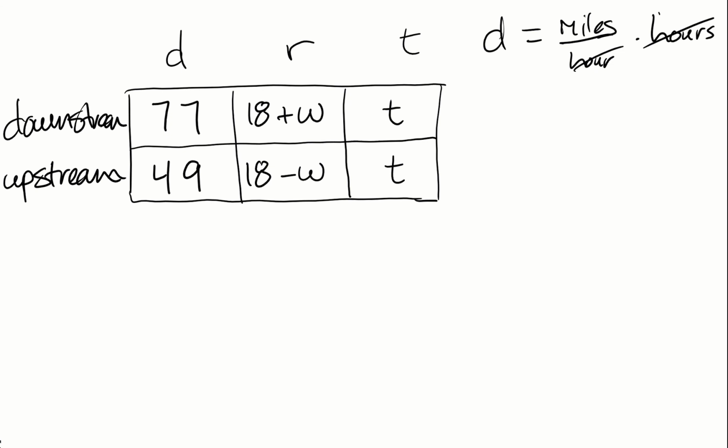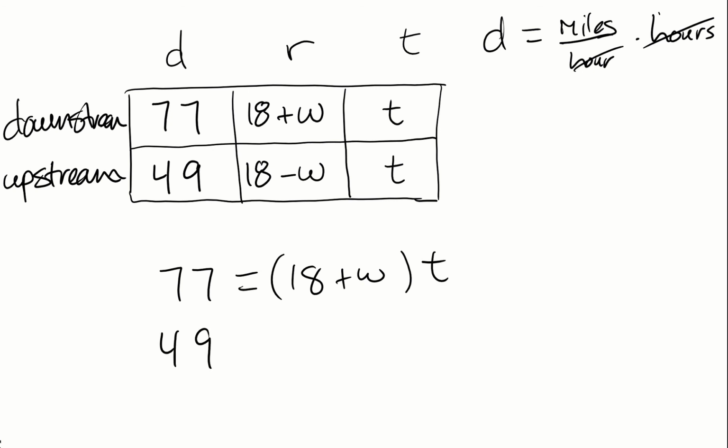So here's my system. I can write that 77 equals 18 plus W times T. And I can also write that 49 equals 18 minus W, also times T. Well, this is interesting. Let's see.